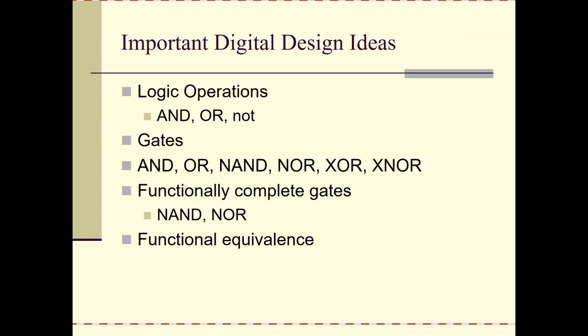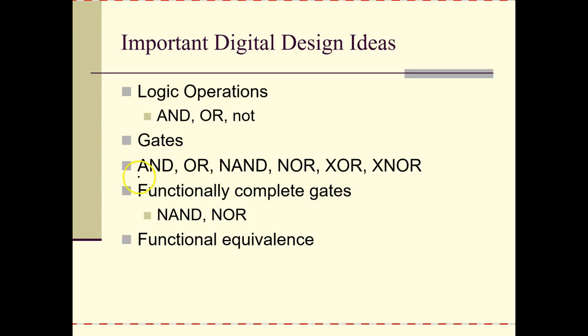So the notion of digital design is based on logic operations. There are three basic logic operations: AND, OR, and complement. I'm actually not sure if complement is a logical operation or not, but throw it in there anyway. So AND, OR, and complement, we can implement those operations with gates. Gates are a piece of hardware that implements a logic operation. So we have a whole bunch of different types of gates out there.